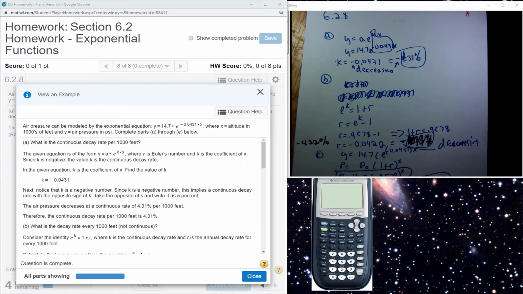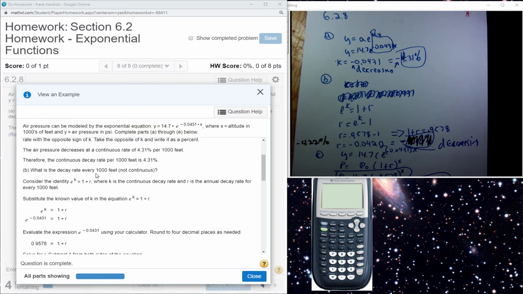What is the continuous decay rate in this case here? They give us a little hint. They're talking about k, so they want to know what the k is in this particular equation. In this particular equation here, the k is a negative 0.0431. So when they refer to it as having a negative on it, they take the negative off of it and say decreases at. They don't say minus, they say decreasing at 4.31%.